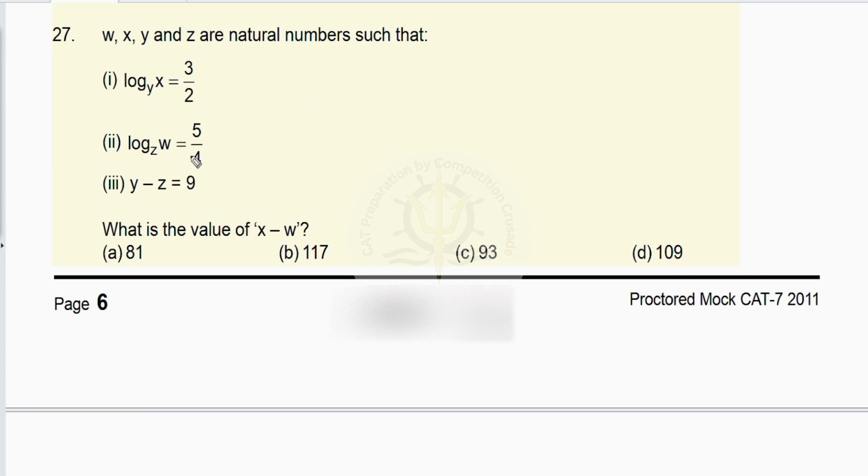Let's see how we can solve this question under 2 minutes. The first thing that you need to realize is that w, x, y, and z are natural numbers, okay? And then statements are given such that log x to the base y is given as 3 upon 2, log w to the base z is given as 5 upon 4, y minus z is equals to 10. What is the value of x minus w?